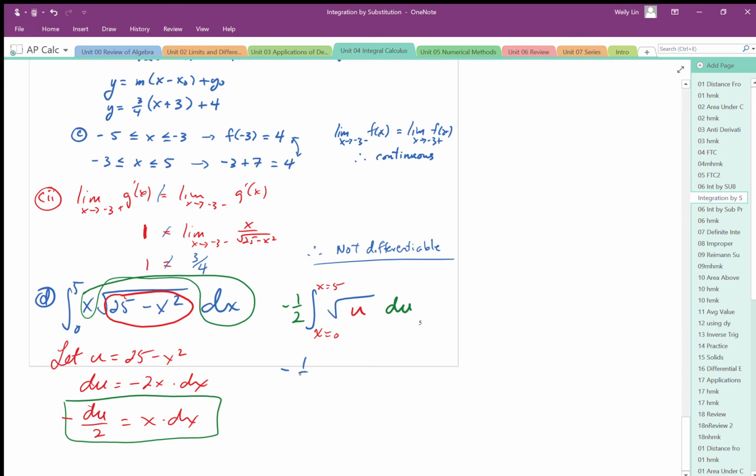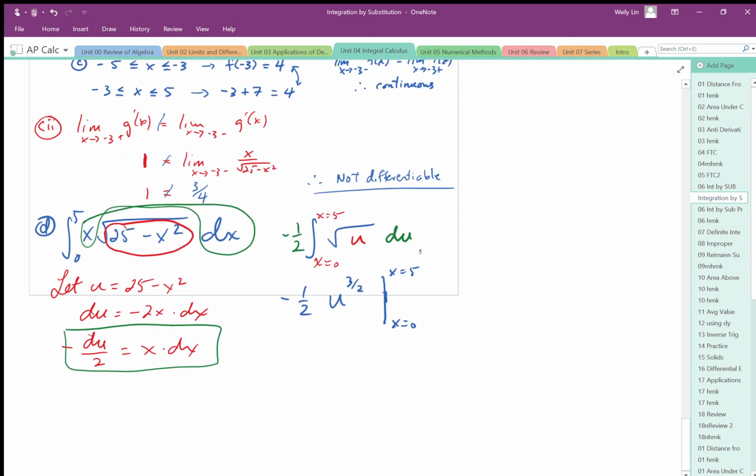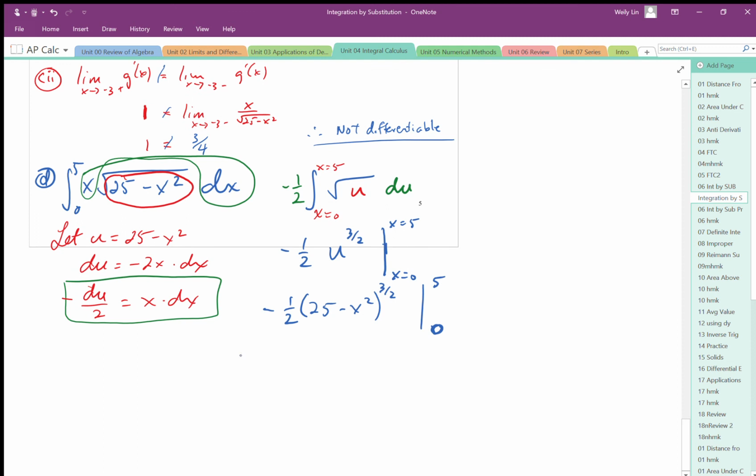So it becomes negative 1/2 u to the power 3/2 over 3/2, and we're going to evaluate this from x equals 0 to x equals 5. Now I'm going to change it back to x's, or the option would be to change these x's into u's using that equation. I'm going to do the former. I'm going to change this back to x's, so I get 25 minus x squared to the power 3/2, from x equals 0 to x equals 5. So then I can evaluate this integral by just substituting in.